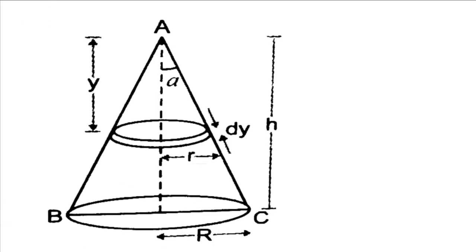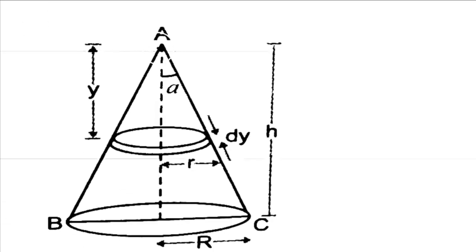So the diagram will be like this, right? Let's suppose this angle is alpha. I take at a distance of y an element of thickness dy, in this direction. Thickness of this element is dy. Now you can see this is a disk, with center here, and the radius of this disk is r.